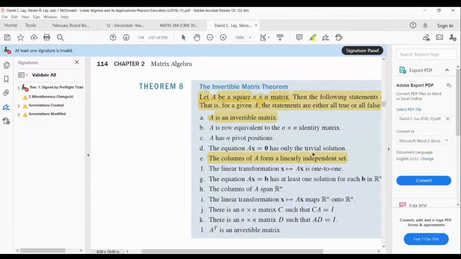Also, if the columns of A form a linearly independent set, that means the columns of A have to span n-dimensional space. Or if the columns of A span n-dimensional space, the matrix transformation, multiplying A by the vector X, is going to be a one-to-one transformation. Okay, so I think some of these are intuitive, but let's go ahead and look at a few examples.